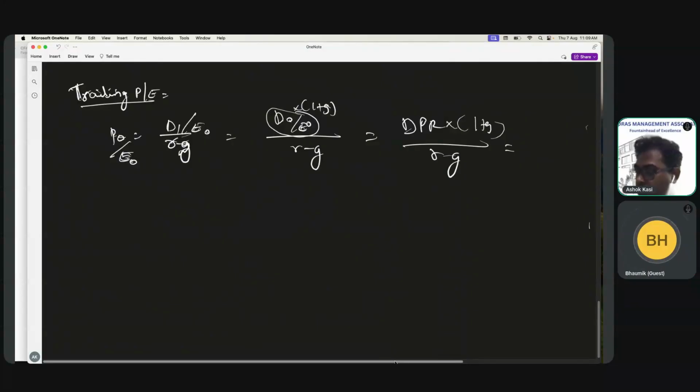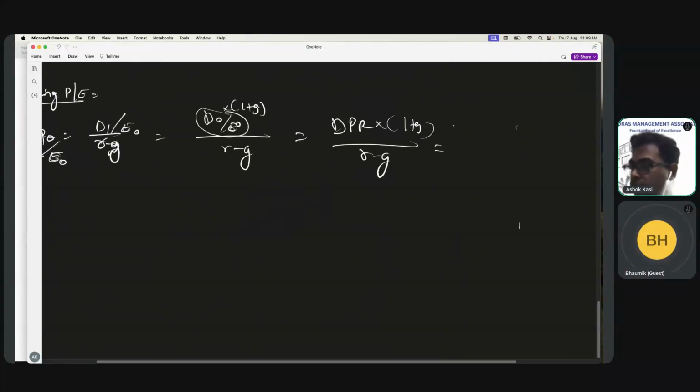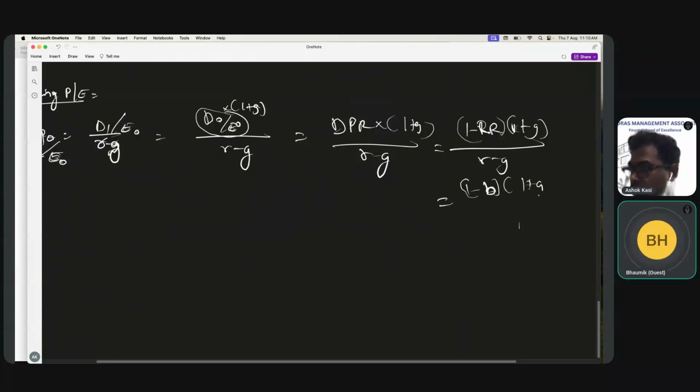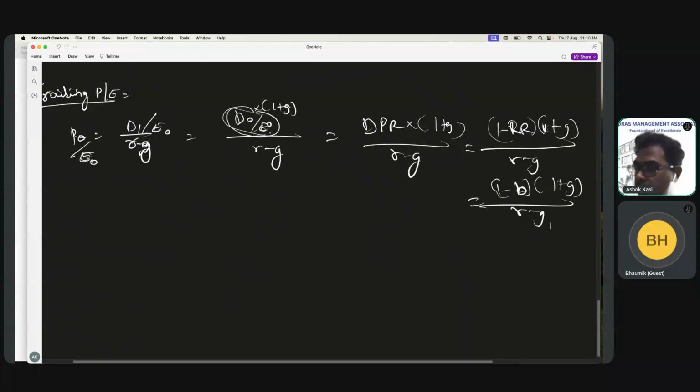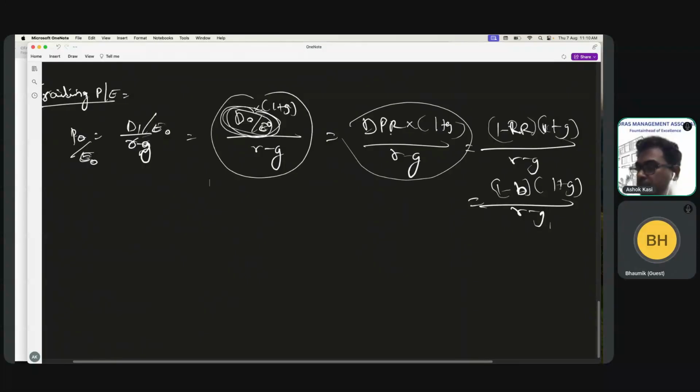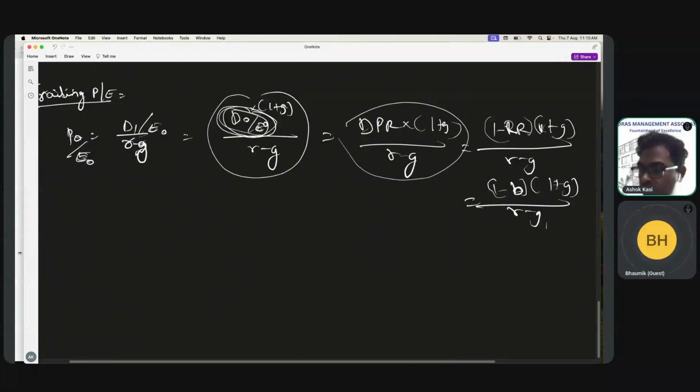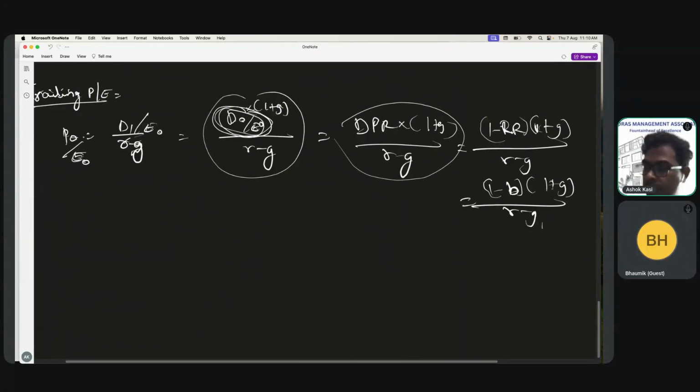That is equal to, dividend payout ratio is 1 minus retention ratio. So 1 minus retention ratio into 1 plus G divided by R minus G. Now that retention ratio, in your book, is mentioned as B. That is the notation given. So this is the final formula. You have to know all this, because in the question they might give you this information, and then you have to use it, or that information may be given. So that's why you have to know all. But there is nothing for you to remember as such. You just have to practice this a couple of times.